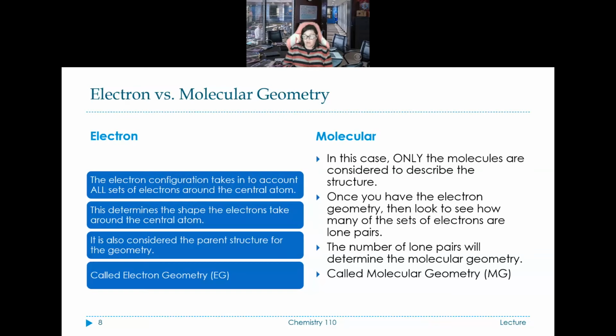So once you have the electron geometry, look to see how many of the sets of electrons are lone pairs. The number of lone pairs will determine the molecular geometry, and that's called the molecular geometry, MG. Electron geometry takes everything into account and lists the parent structure. Molecular geometry takes into account only the things that are actual bonds, but that name is influenced by all of those other lone pairs that we aren't talking about.